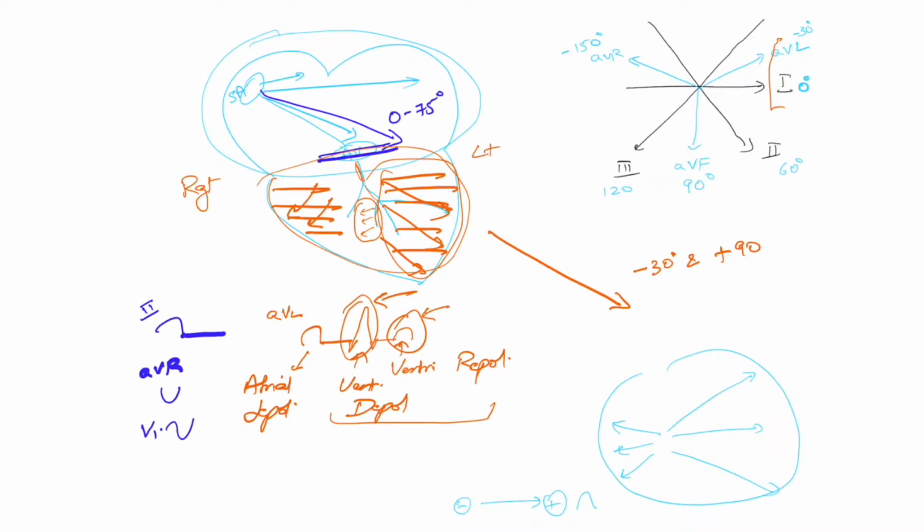Now, we mentioned that for looking at the P wave to know the direction of atrial depolarization, ideally you should be looking at leads 2, AVR and V1. Now, let's go ahead and take a deeper dive into how we can assess ventricular depolarization. For the purpose of this exercise, you would want to start looking at three leads: lead 1, lead 2, and AVF.